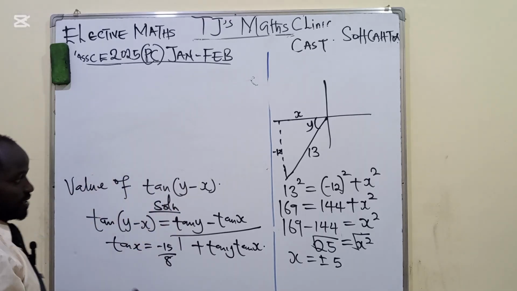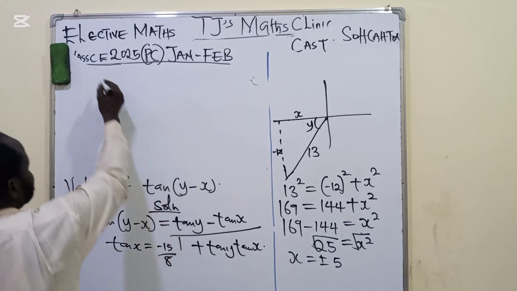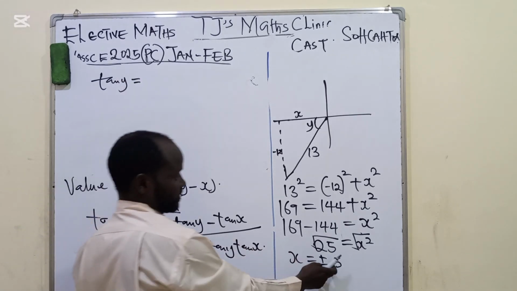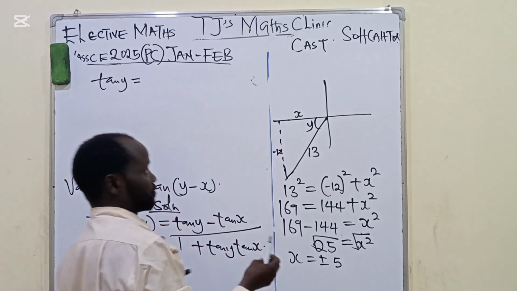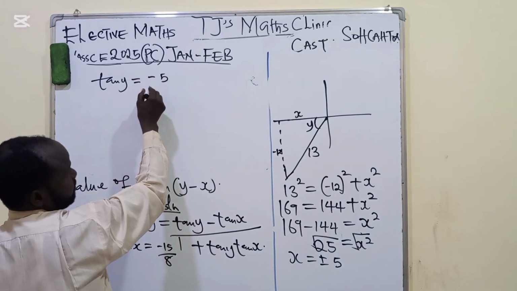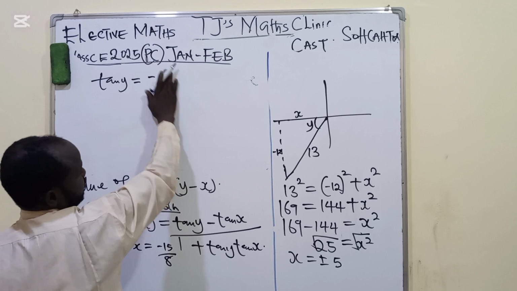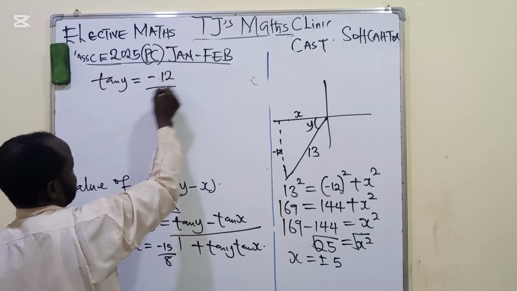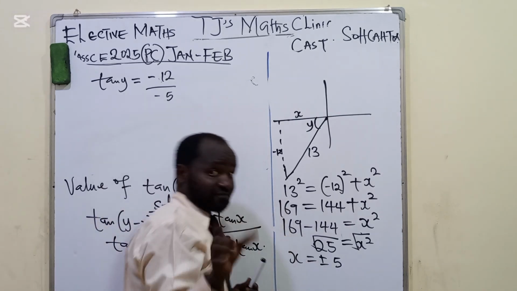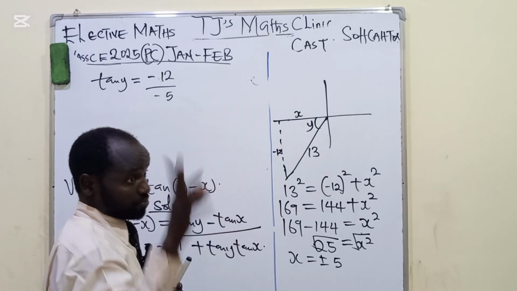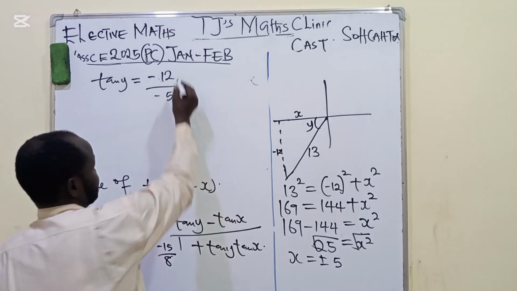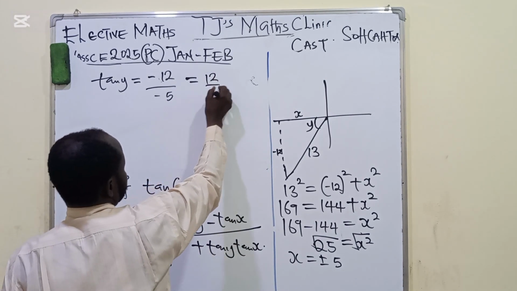So tan y will be equals to, as I said, we have to pick the negative here. Negative divided by negative will be positive. So tan is opposite over adjacent, which is minus 12 divided by minus 5. We have to pick negative 5, not positive 5. Negative divided by negative will be positive, so tan y will be 12 divided by 5.